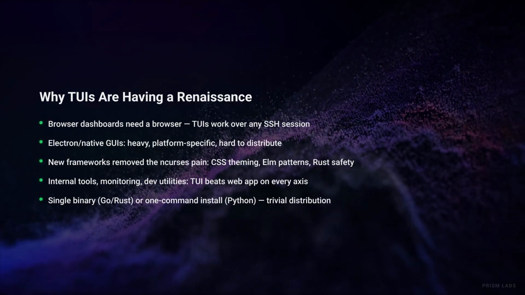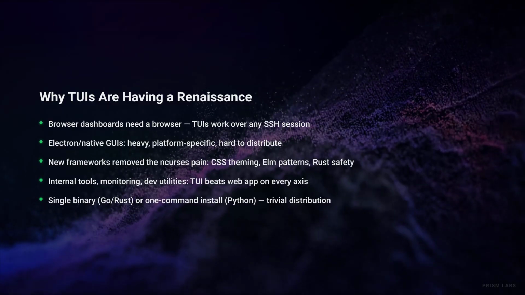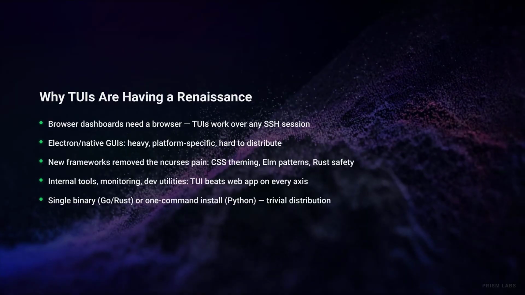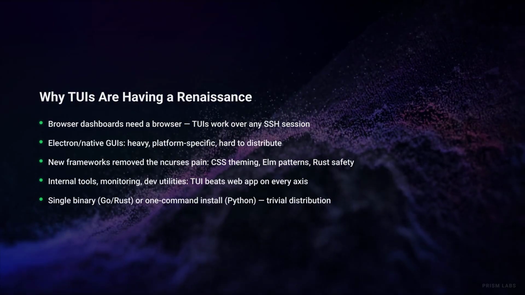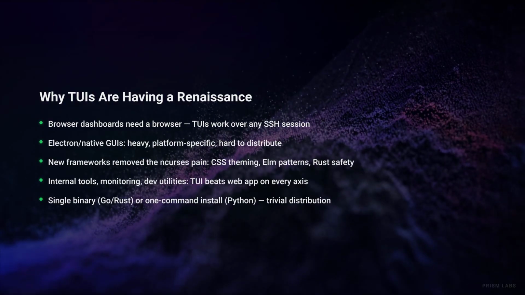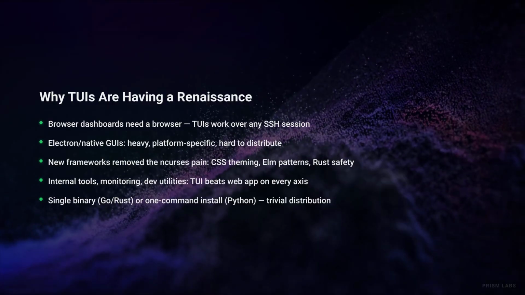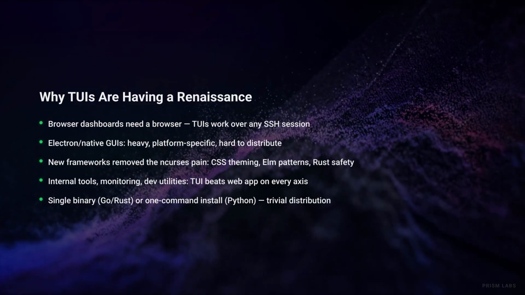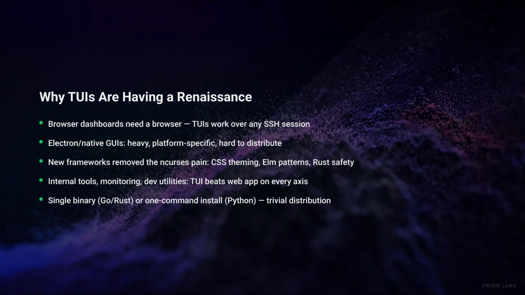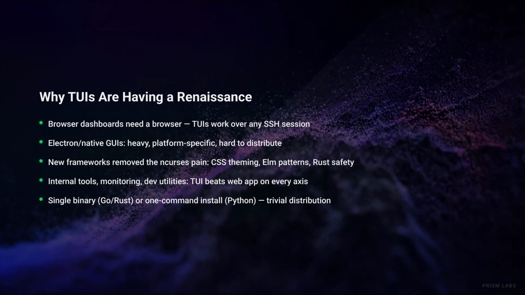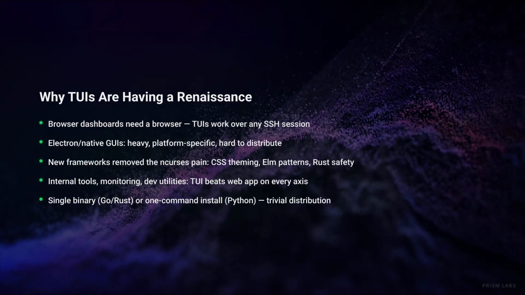What changed in the last few years is that the quality bar rose dramatically. The old constraint was that building a good TUI meant fighting ncurses, low-level, painful, and ugly by default. The new frameworks abstract all of that. Textual gives you CSS theming in Python. Bubble Tea gives you the Elm architecture in Go, with Lip Gloss for styling that produces genuinely beautiful output. Ratatui gives you an immediate mode layout engine in Rust, with charts, tables, gauges, and sparklines.